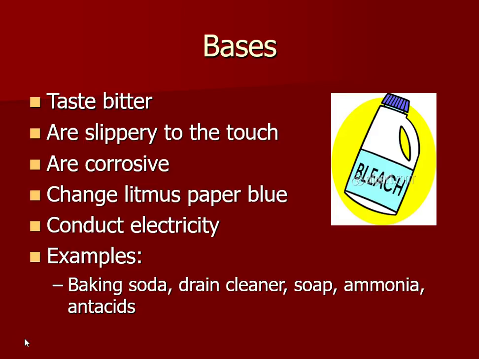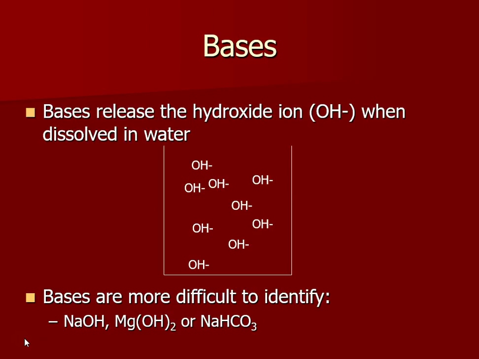Some examples are baking soda, drain cleaner like I mentioned, soap, ammonia, which is another chemical that's found in a lot of cleaners, and antacids. If you have heartburn or something, then that's a type of base that you might have come into contact with. Bases are good conductors of electricity, but for a different reason. When a base is dissolved in water, it's going to release the hydroxide ion, so those OH negatives, and that's going to make bases a good conductor.